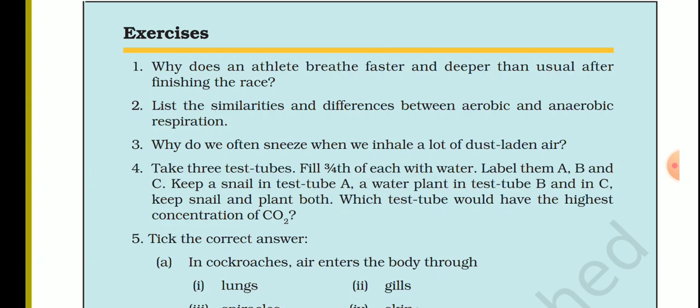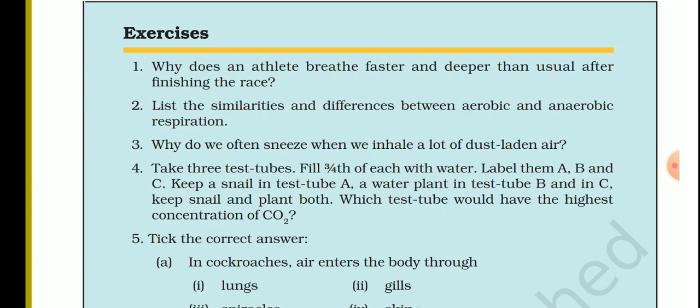Now differences. For differences, two columns will be there: aerobic and anaerobic. First point: in aerobic, it takes place in the presence of oxygen. In anaerobic, it takes place in the absence of oxygen.